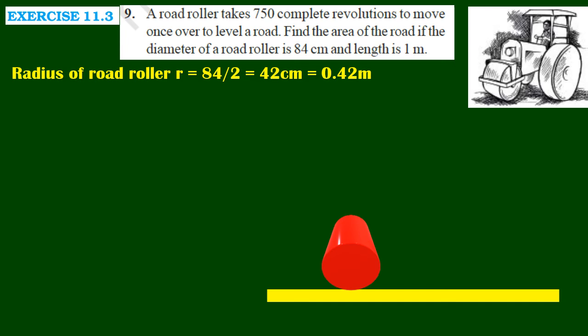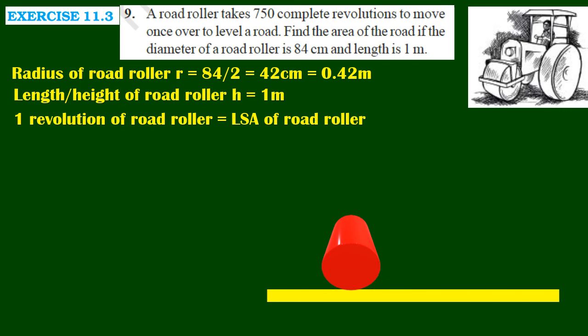centimeter, but here the length is given in meter, so we will convert this centimeter to meter. That is very, very important. Units should be the same. So 42 centimeter means 42 by 100, which is equal to 0.42 meter. Now the length or height. Why do we use the word length? Here the cylinder is in a horizontal position, not vertical. That is why we use the word length here. So length and height are both the same. Length or height of the road roller is equal to 1 meter.